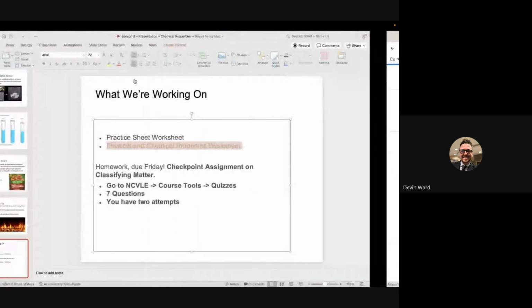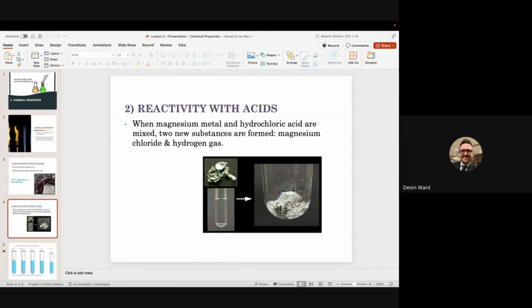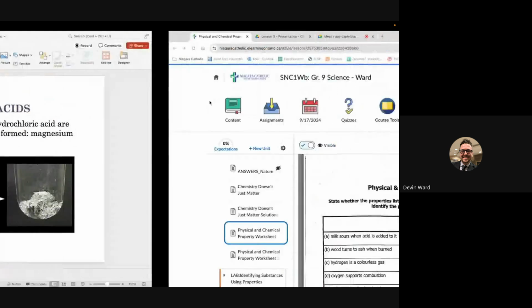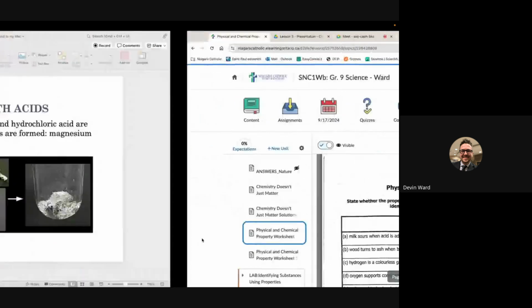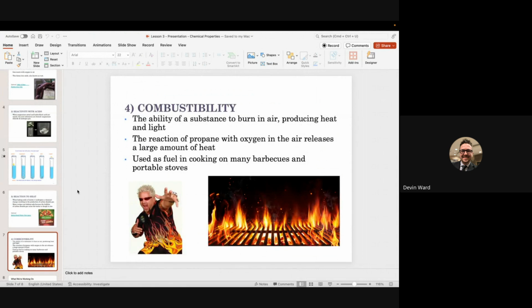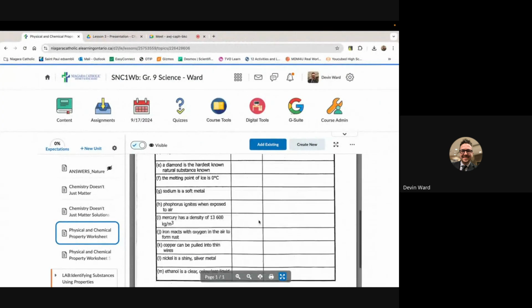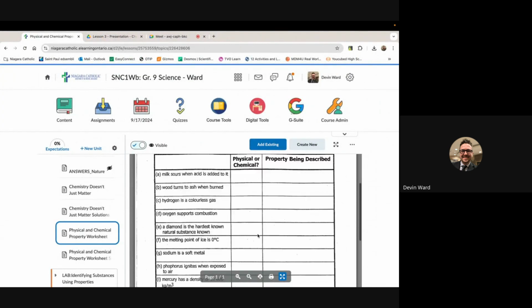And the property that we're being described? Let's go back and look at our chemical properties. We have reactivity with oxygen. Nope. Reactivity with acids. That was probably it, because it is reacting with an acid. It wouldn't be heat and it wouldn't be combustibility either. So we know that is reactivity with acids. So that's what you're doing today.